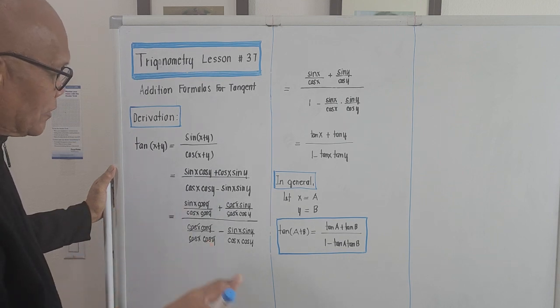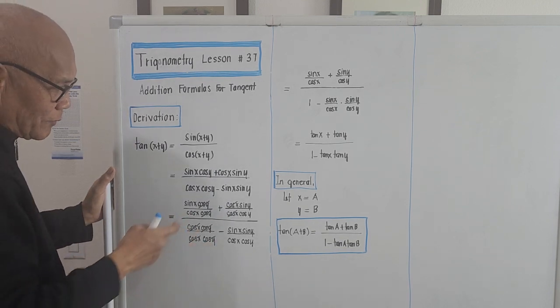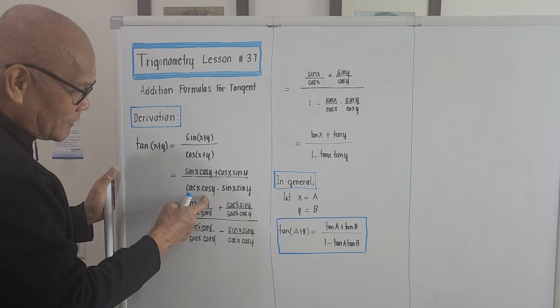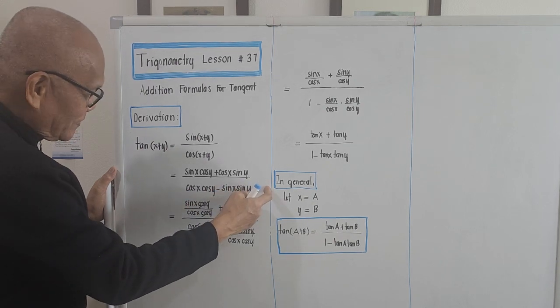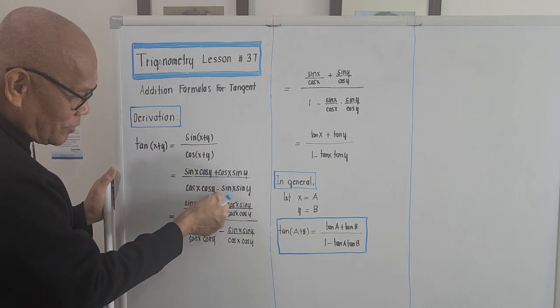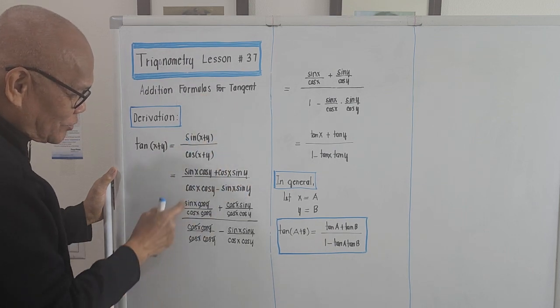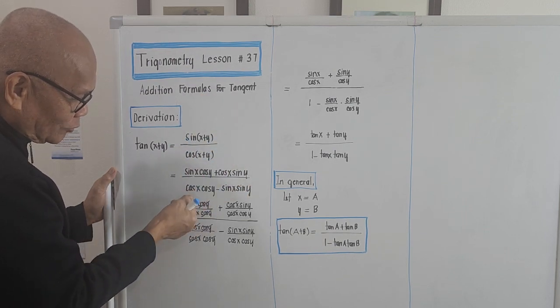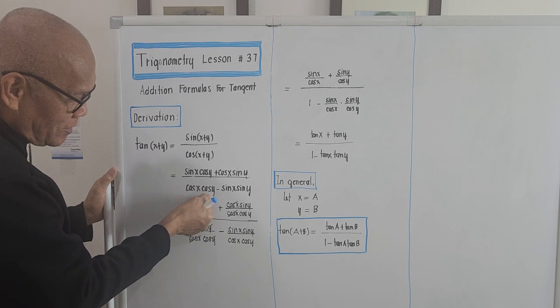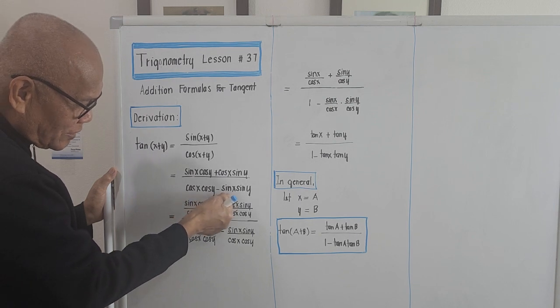For the cosine expansion of a sum, it will be cosine cosine and sine sine. But if this is plus, this should be minus for cosine. So if we expand this, it will be cosine x cosine y minus sine x sine y.